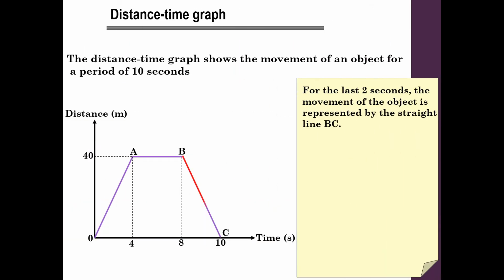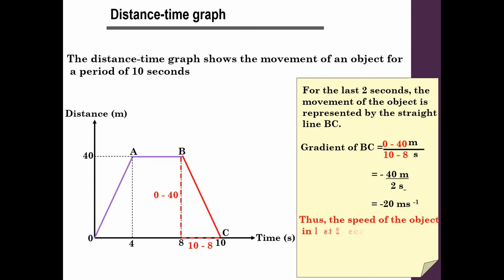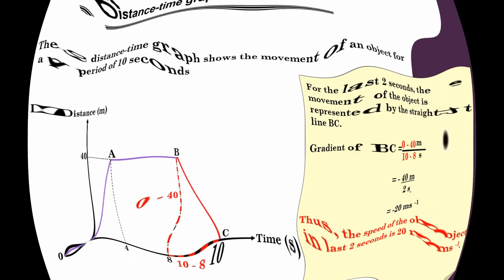Last one, from B to C, which is the last 2 seconds, to find the gradient we will have 0 minus 40 divided by 10 minus 8. And so we have a negative gradient, which is negative 20 meter per second. But remember, the speed is 20 meter per second. Don't leave your answer in negative values, because negative values indicate that the object is going backward.